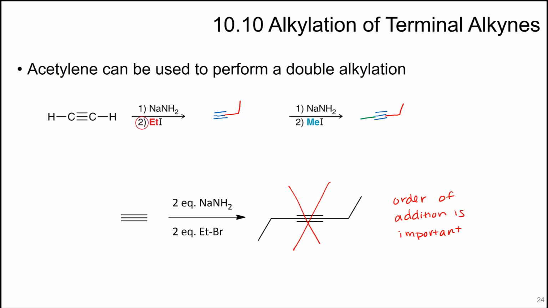If you noticed here, we did 1 step first, got the product, did the second step, got the product. If you wanted to add ethyl groups twice here, we would need to do the acetylene, NaNH2 with EtI, and then repeat that again.